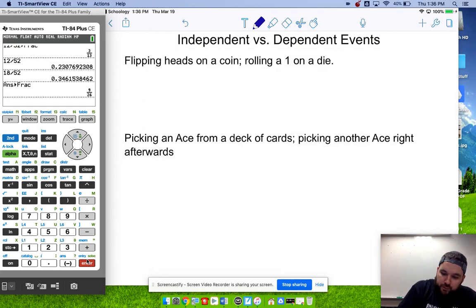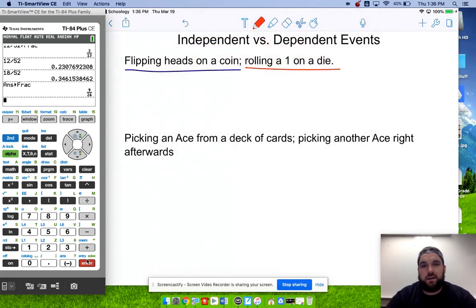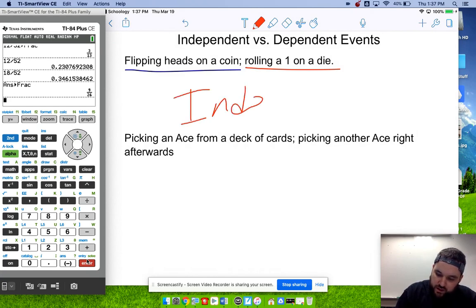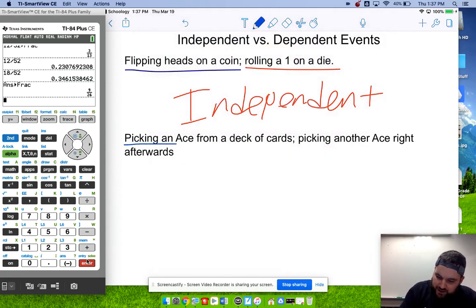Clearly, if I flip heads on a coin and then I go roll a die, the outcome of the die roll is not affected by whether or not I got heads. So these two would be an example of independent events.